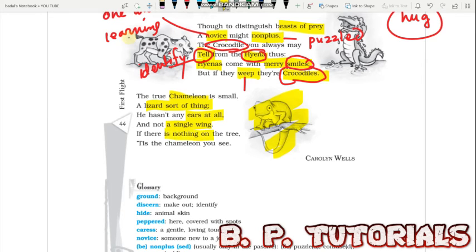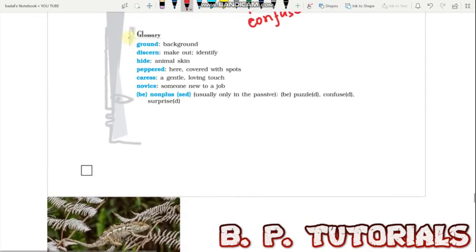If there is nothing in the tree, it is the chameleon you see. What does it mean? The last two lines are a little tricky. The nothing on the tree means you are confused about your vision. Why confused? Because on the tree there's the chameleon, which is in the camouflage state. In the stage of camouflage, the chameleon is there, and that is why you will not be able to see the chameleon. If you see nothing on the tree, it is the camouflage. Camouflaged chameleon that is there on the tree, and that's why you cannot see this one.